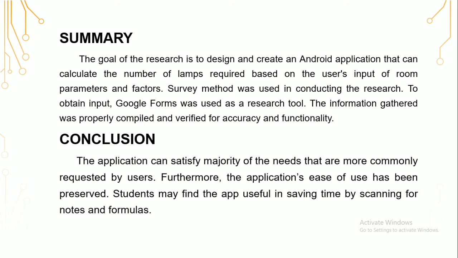Summary. The goal of the research is to design and create an Android application that can calculate the number of lamps required based on the user's input of room parameters and factors. Survey method was used in conducting the research. To obtain input, Google Forms was used as a research tool. The information gathered was properly compiled and verified for accuracy and functionality.